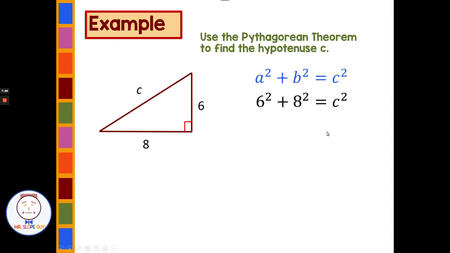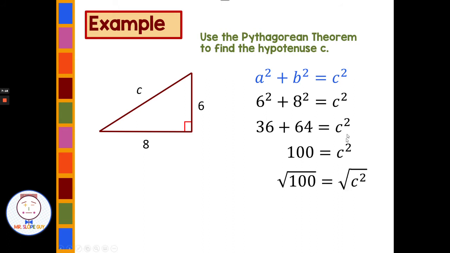Then I could do 6 squared is 36, 8 squared is 64. Add 36 and 64 together, I get 100. Now that's 100 equals C squared. That's not equal to C. So to get from C squared to just C, I could take the square root of both sides, because the square root of C squared is C, and that's what we're solving for, not C squared, but C. And then I could take the square root of 100, and that's one I could do in my head, because I know 10 times 10 is 100. So the square root of C squared is C, the square root of 100 is 10. So this missing side, the hypotenuse, is 10.